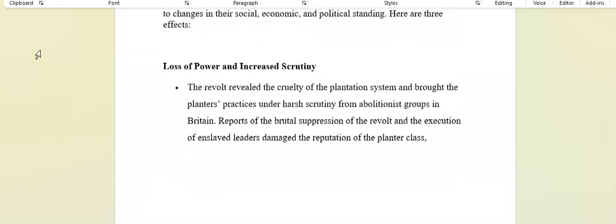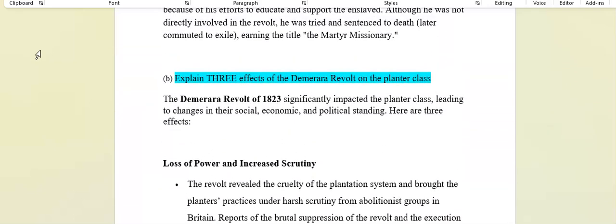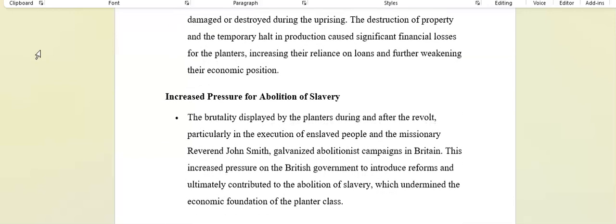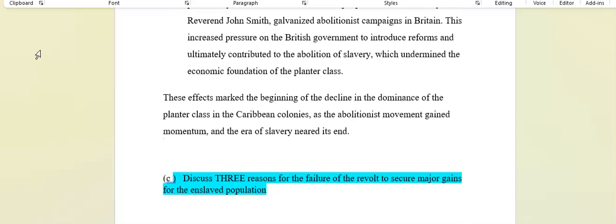So, three effects of the Demerara revolt on the planter class were that they lost power and faced increased scrutiny, they endured a lot of economic loss, especially financially, and it increased pressure for the ending or abolition of slavery. Now, these effects marked the beginning of the decline in the dominance of the planter class in the Caribbean colonies as the abolitionist movement gained momentum and the era of slavery neared its end.